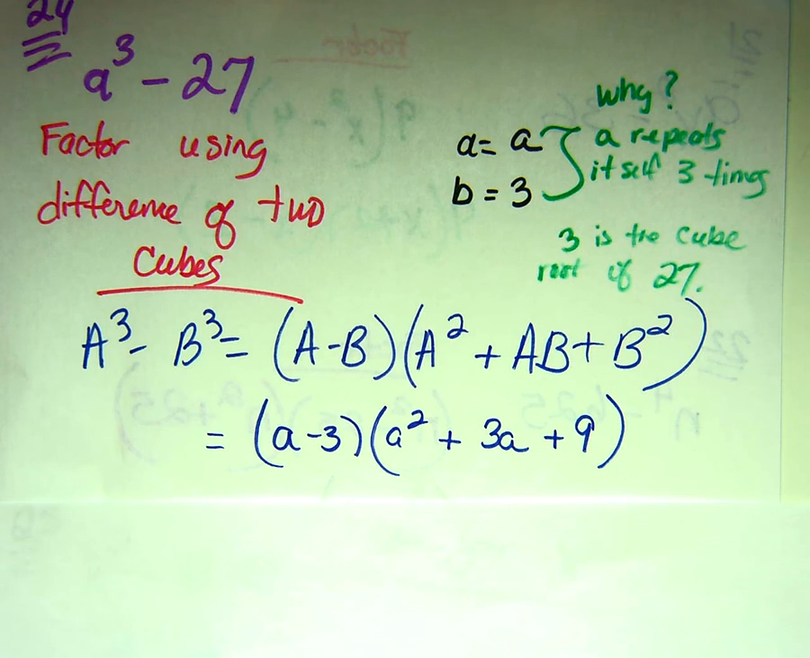So substitute your values in for a and b. So a, just for this example, is actually a. My b is going to be 3. Now I have a squared plus 3 times a plus 3 squared, which is going to be 9. So substitute it in and then simplify.